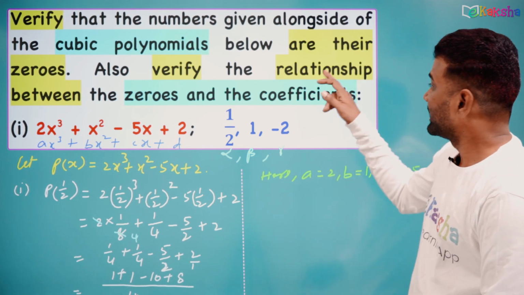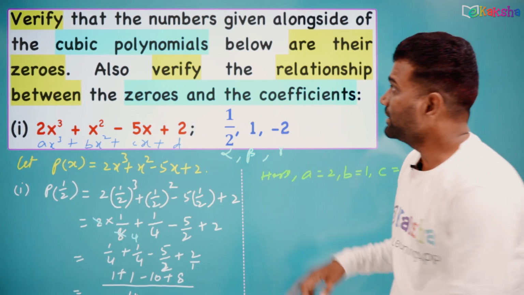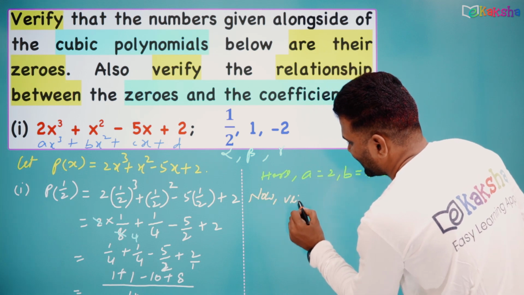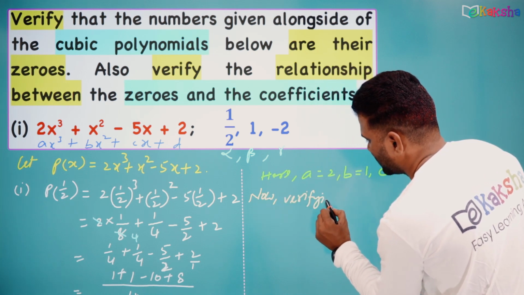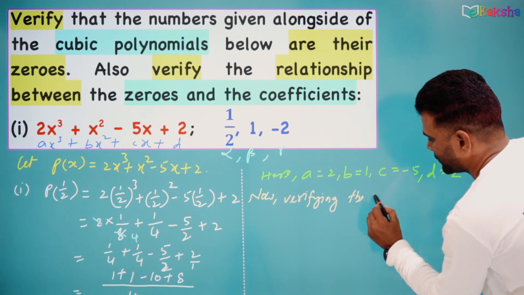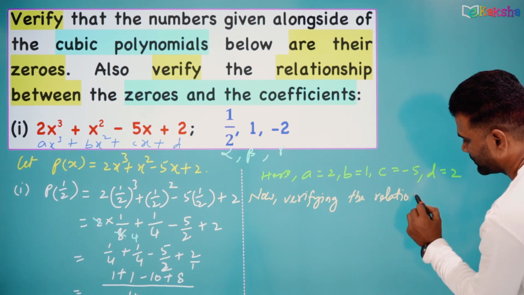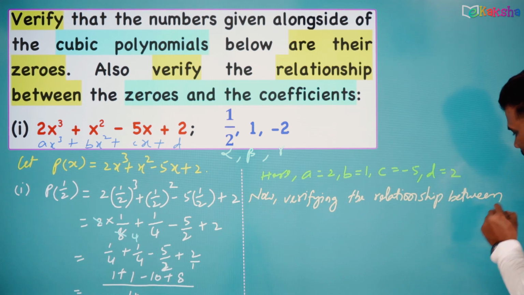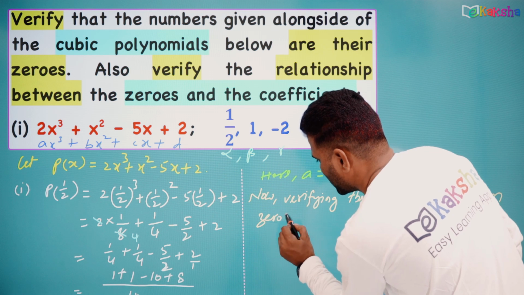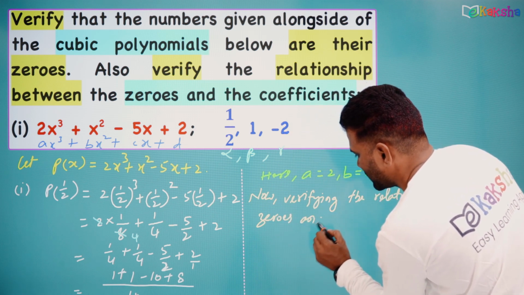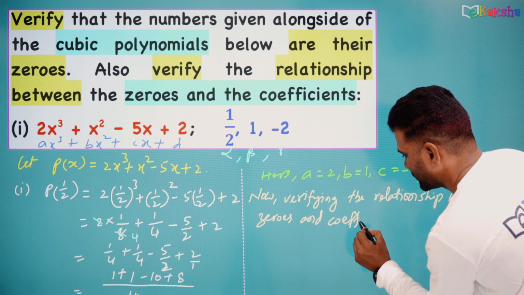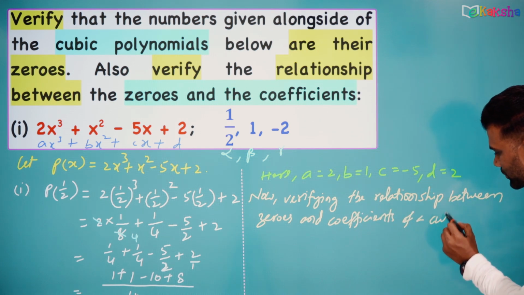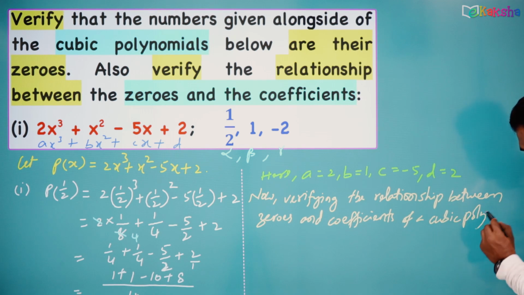Now we will verify the relationship between zeros and coefficients of a cubic polynomial.